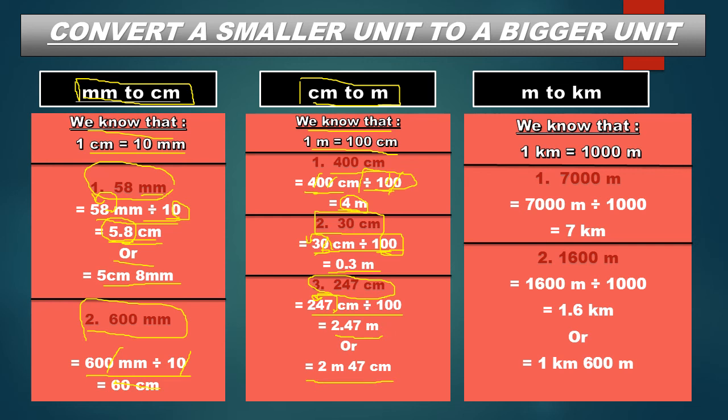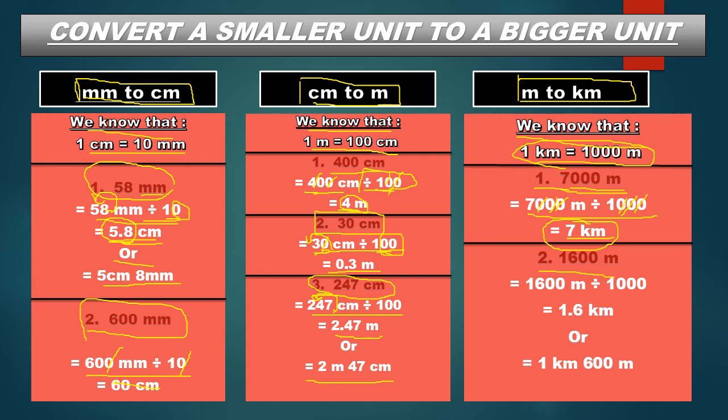In third column, we are going to convert meter to kilometer. As we all know that 1 kilometer is equal to 1000 meter. So in first example we have 7000 meter. 7000 meter divided by 1000. So just cancel last 3 zeros from 7000 and 1000. So we will get 7 kilometer. It means 7000 meter is equal to 7 kilometer.